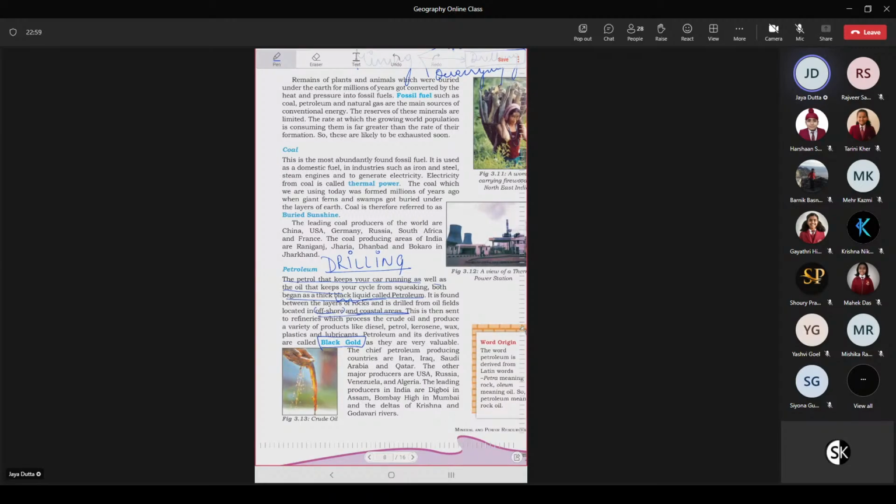This is then sent to refineries, which process the crude oil and produce a variety of products like diesel, petrol, kerosene, wax, plastics and lubricants. So the ore of petroleum is used in all different manners. Petroleum and its derivatives are called black gold. Why are they called black gold? You can write the question over here. Because it is a very valuable resource. The cost of petroleum is very expensive. That's why it is called gold, and it is called black because it is black in color.